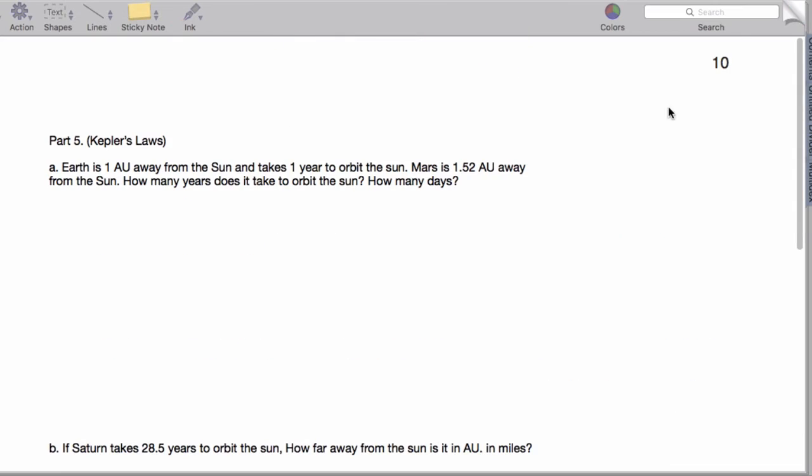Now, I had some questions on part 5, but I think I'm going to cover those on the next quiz. So do not study part 5, Kepler's laws, at all. We're going to do that in our next quiz.